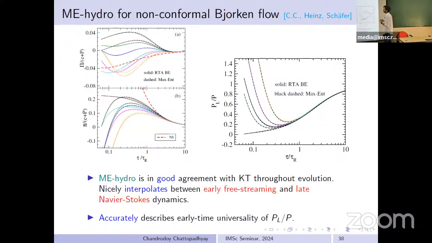We then went on to a system that has finite bulk viscous pressure, and there also we plot the evolution of the bulk viscous pressure scaled by the enthalpy density, and similarly the shear stress tensor scaled by the enthalpy density, as a function of proper time. Here again, we see that the maximum entropy framework, shown by the dashed lines here, is in quite good agreement with kinetic theory. Only some differences are seen for this orange trajectory, but it starts from an extremely off-equilibrium initial condition.